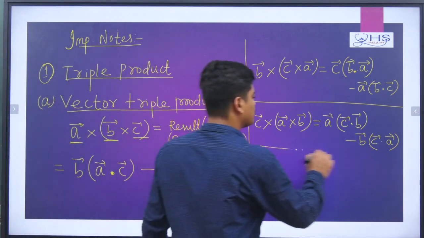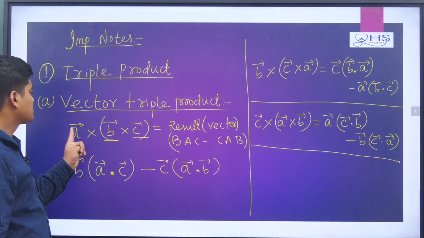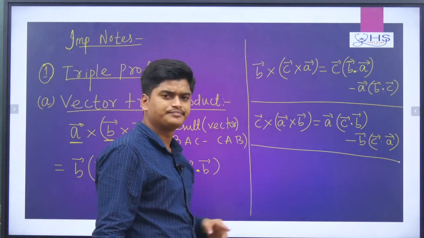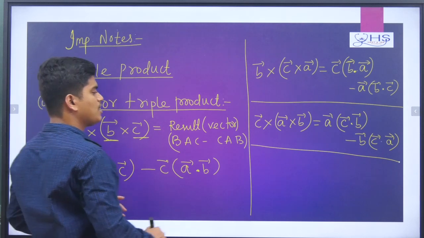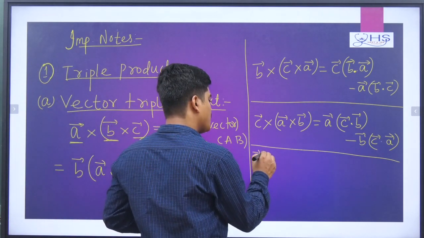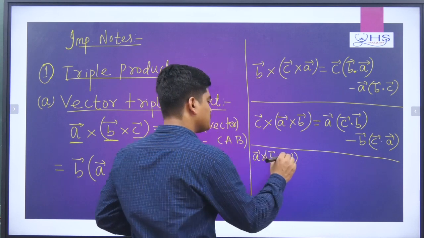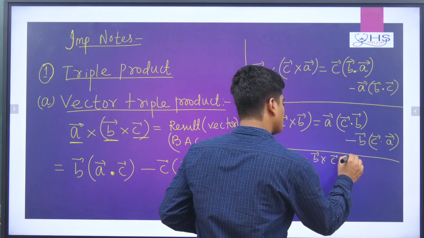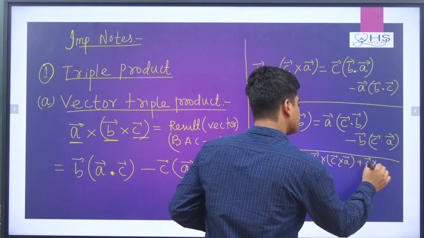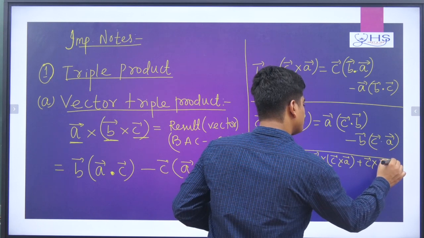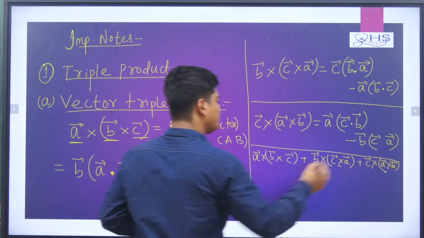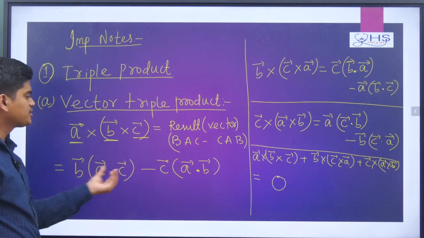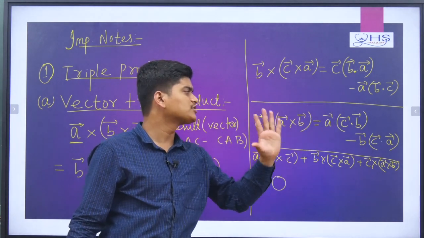Now here one more thing to remember: you see it is written in a certain cyclic way, A B C, B C A, C A B, and the values are coming like this. Now if I add everything, A cross B cross C plus B cross C cross A plus C cross A cross B, then how much result will I get? I will get the result as 0, because you see this is coming something, this is also coming something, this is also coming something, you add everything.